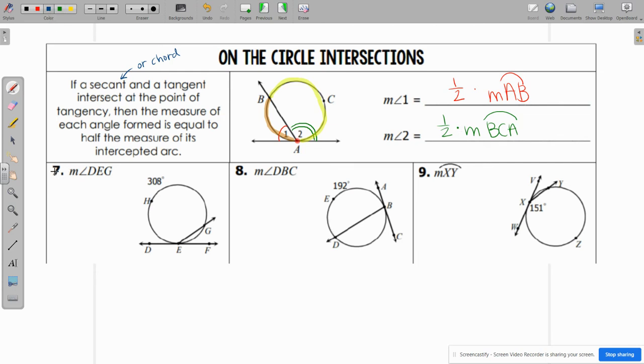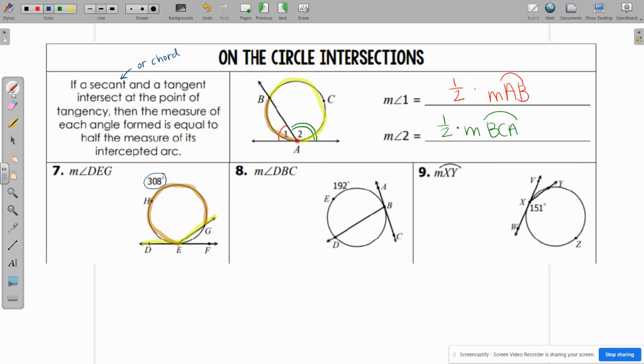We are looking in this problem for the measure of angle DEG. So angle DEG, I'm going to highlight right there in the yellow. Well, what we can see right here is this 308 degrees is actually the measure of this arc. We'll use all kinds of colors here. So the 308 degrees goes with this arc that goes from E to H over to G.